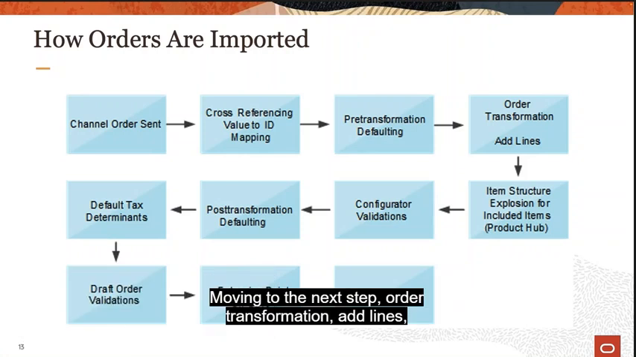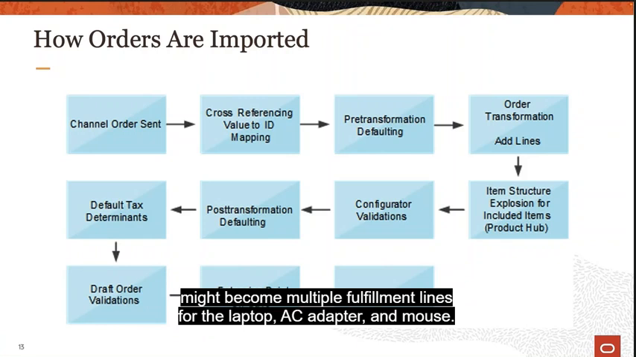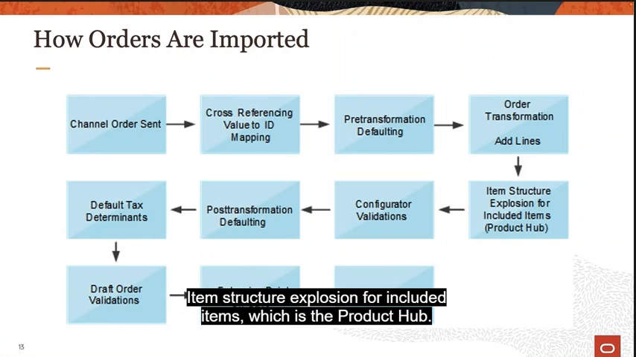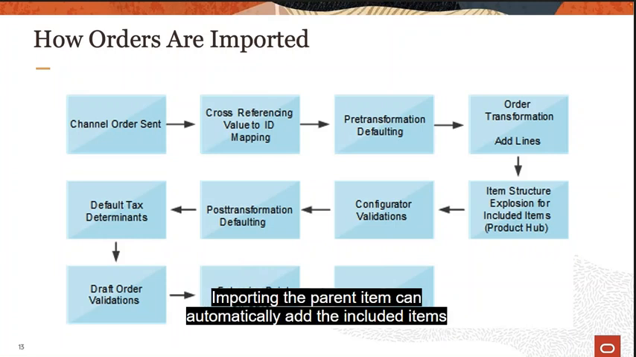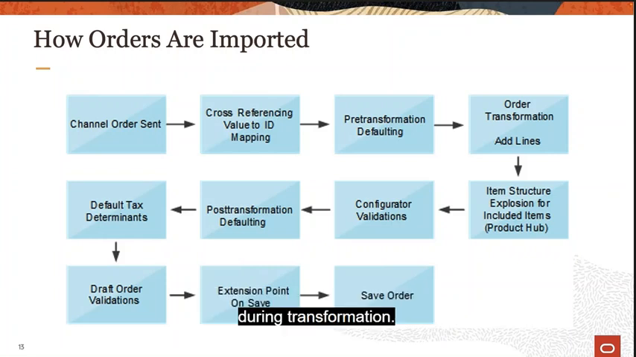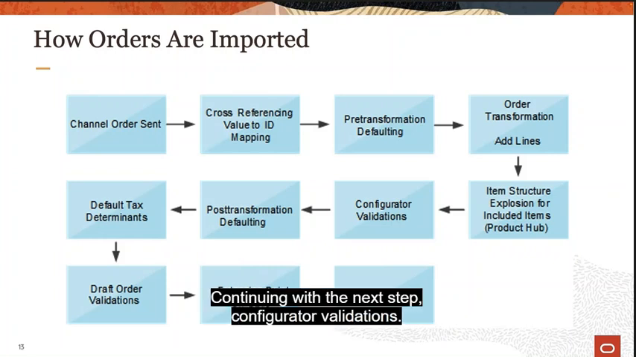Moving to the next step, order transformation, add lines. Here, sales order lines are transformed into fulfillment lines. A single sales order line, for example a laptop, might become multiple fulfillment lines for the laptop, AC adapter, and mouse. Item structure explosion for included items, which is the product hub. If included items are defined in Product Information Management as part of the product structure or the BOM, importing the parent item can automatically add the included items during transformation.